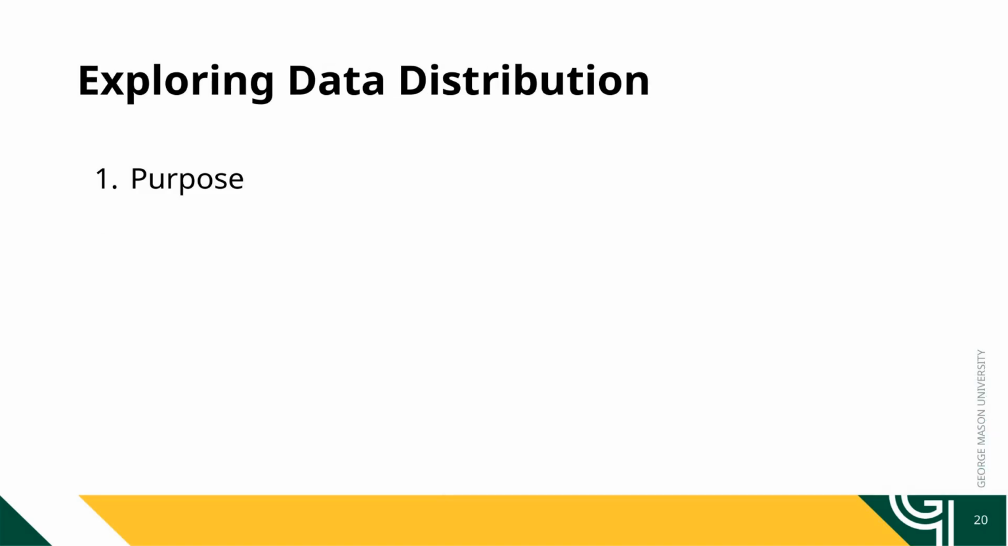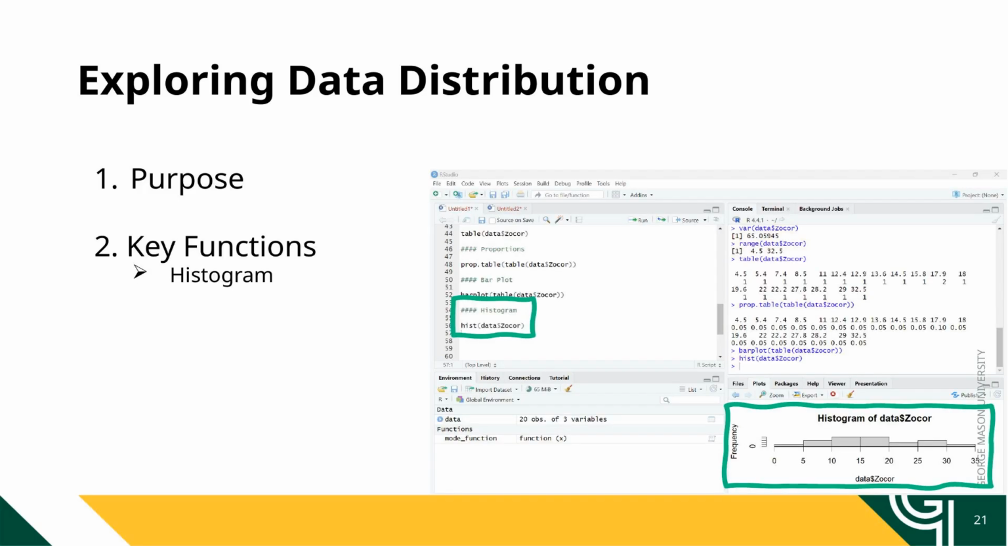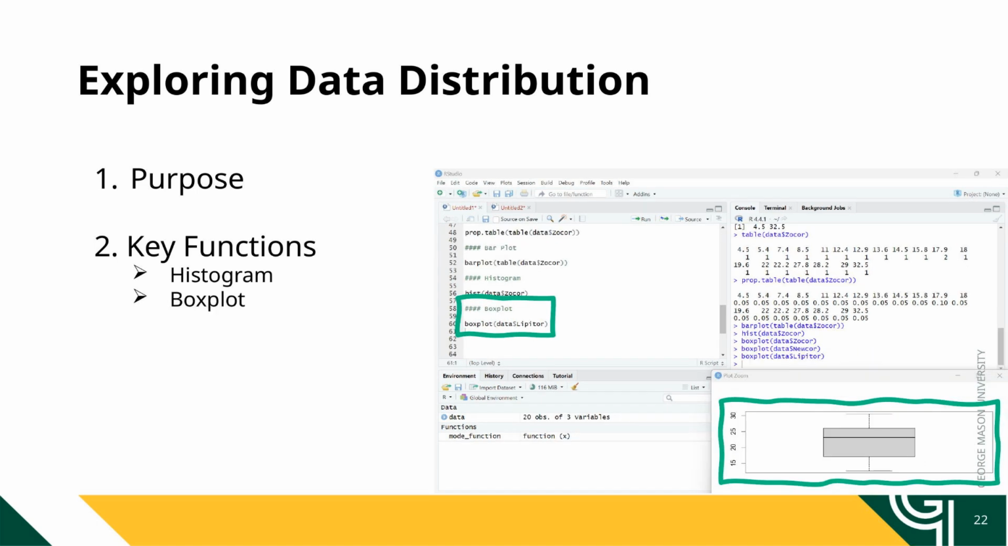Exploring data distribution involves visualizing and analyzing the distribution of a numerical variable to gain insights into its properties. It helps in understanding key characteristics of the data, such as its central tendency, spread, and the presence of any outliers. Histograms are useful for understanding the shape of the data distribution, such as whether it is normal, skewed, or has multiple modes. Box plots are excellent for identifying outliers and comparing distributions across different groups.